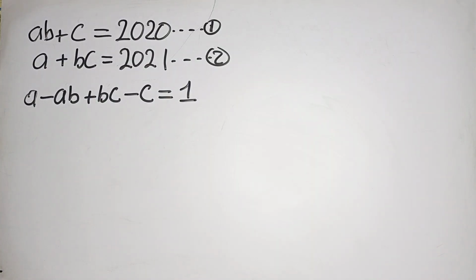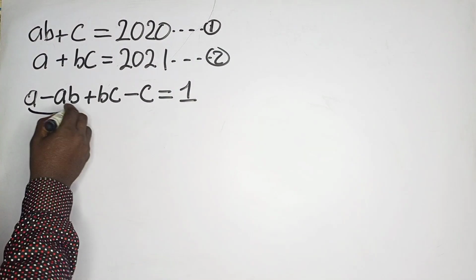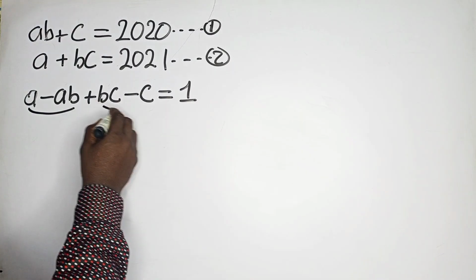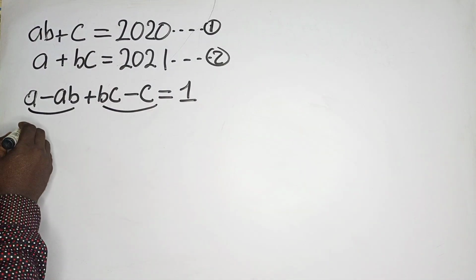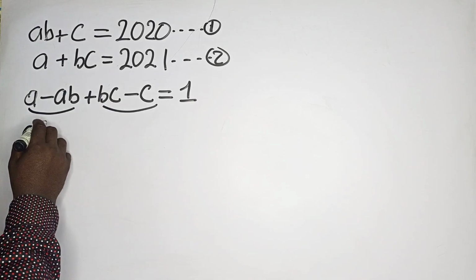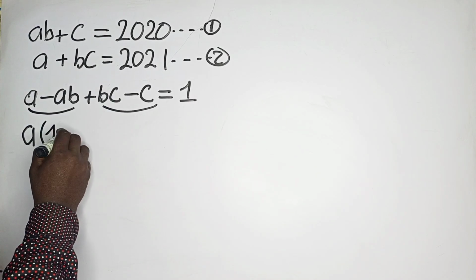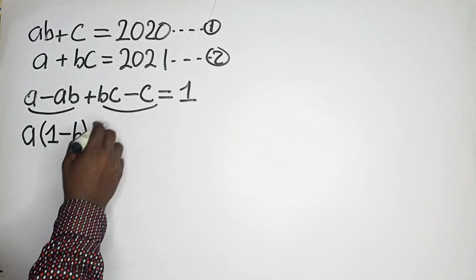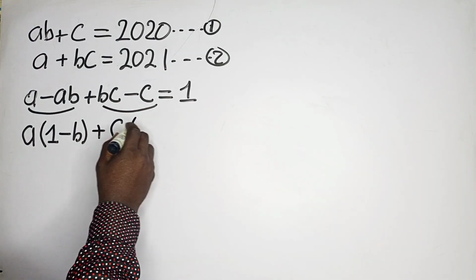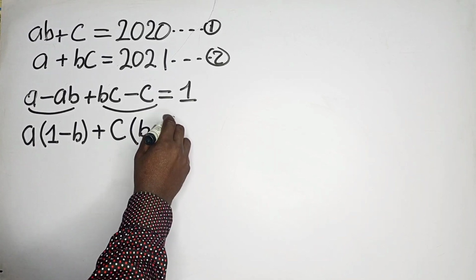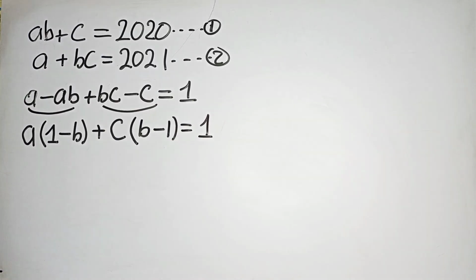Now if we look at the first two terms, a is common, and in the second two terms, c is common. So let's go ahead and factorize. We factorize out a here, and we have a into 1 minus b. In the second expression, c is common. If we factorize out c, we have c into b minus 1 is equal to 1. This is what we obtain.